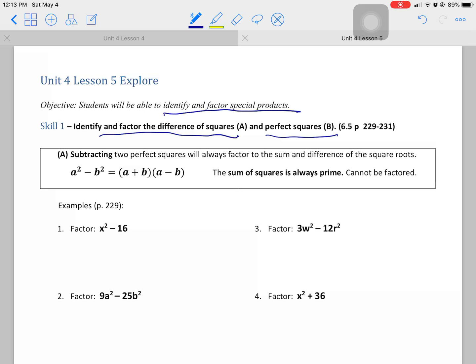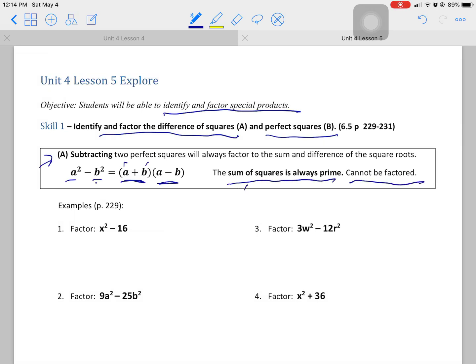All right. This says subtracting two perfect squares will always factor to the sum and difference of the square roots. All right, subtract, that's a perfect square, that's a perfect square. And when you subtract them, you end up with the sum and the difference of the square roots. Okay? The sum of the squares is always prime and cannot be factored.